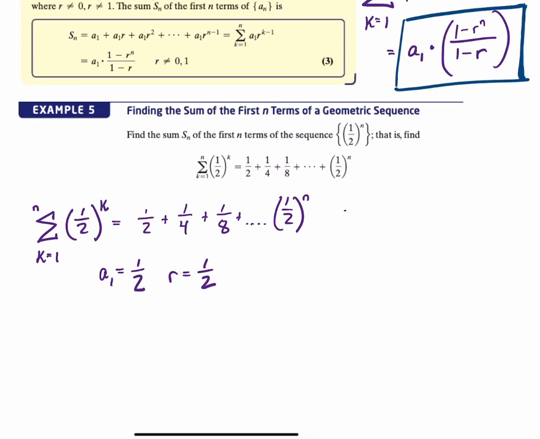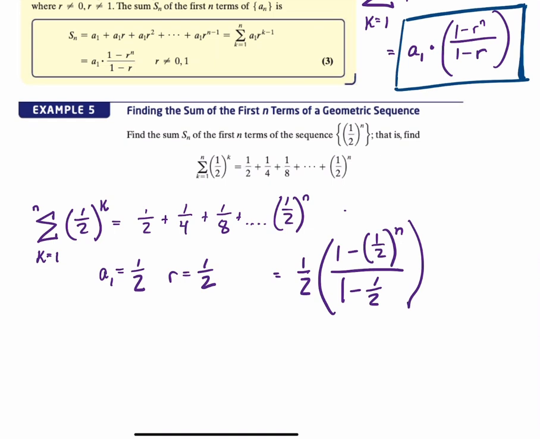So let's plug into our formula. This sum should be equal to our first term, which is 1/2, times the fraction 1 minus r to the n. Our r is 1/2, so 1/2 to the nth power, over 1 minus r, so 1 minus 1/2.